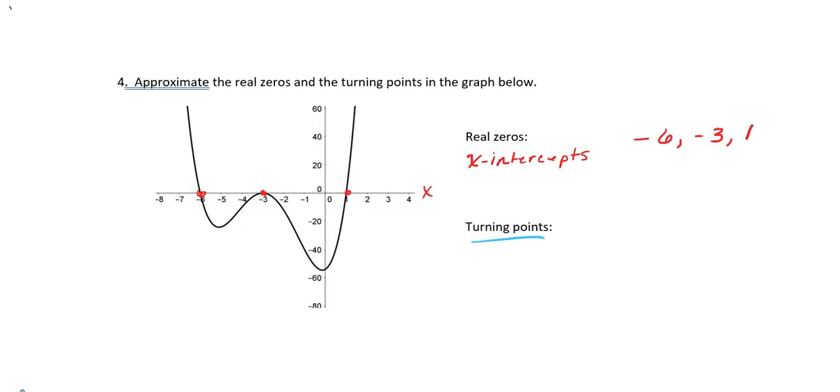My turning points are here, here, and here. So I'm going to just approximate these. I'm not going to be able to get an exact answer here. My turning point's about -5, -20. And here it looks like I'm right on the x-axis at -3, 0. And this turning point looks to be about 0, -55.